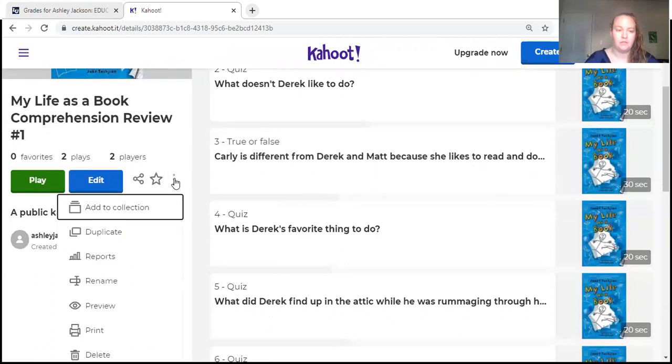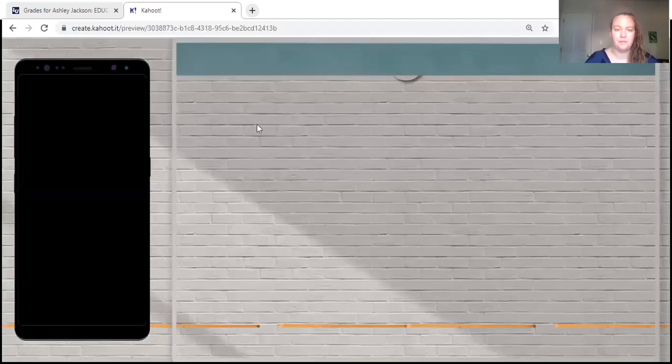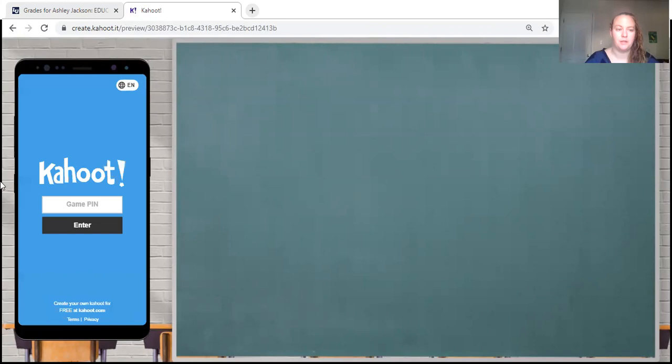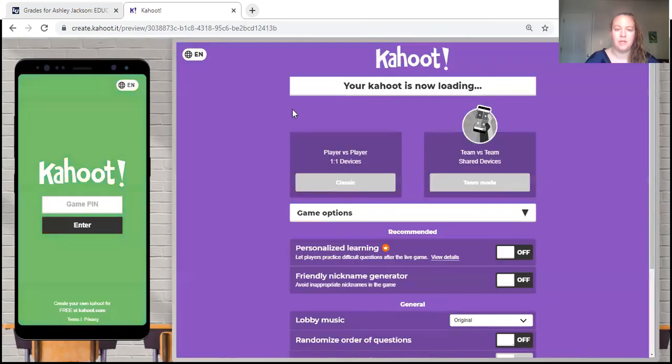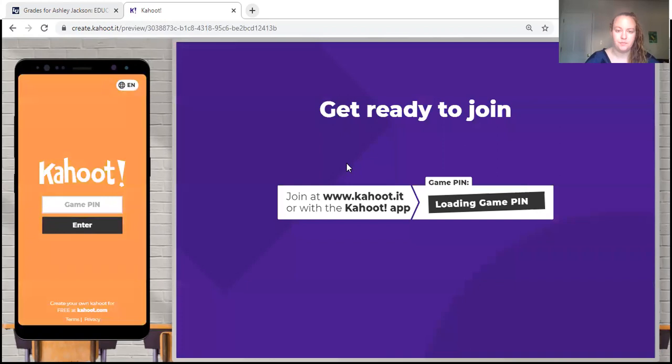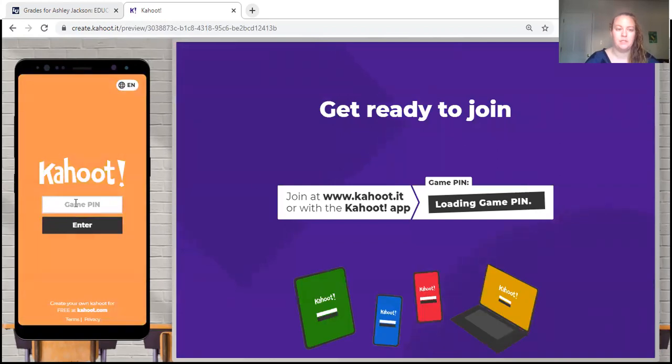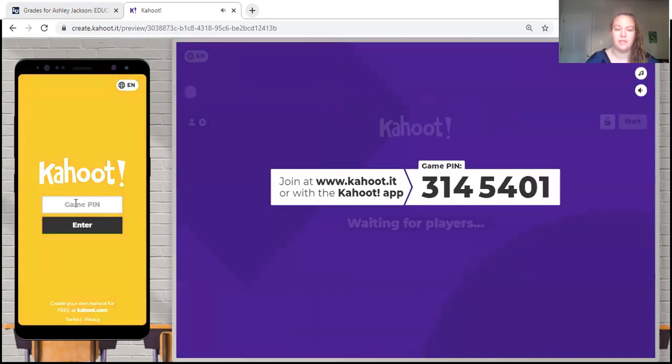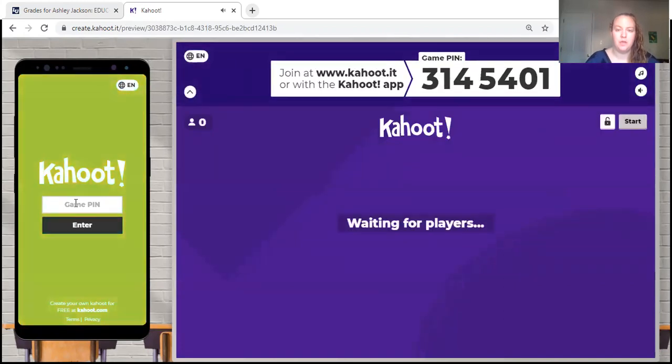So if I click here and I hit preview, this way we'll be able to see it as the student view over here with the phone, and on this screen it would be my view as the teacher. I'm going to do it as classic, so it's just player versus player. Students are going to go and type in kahoot.it, and when the game comes up, they have a pin to type in. Remember, every time this is done, the pin is different, so you have to be careful of getting that pin ahead of time for the students.